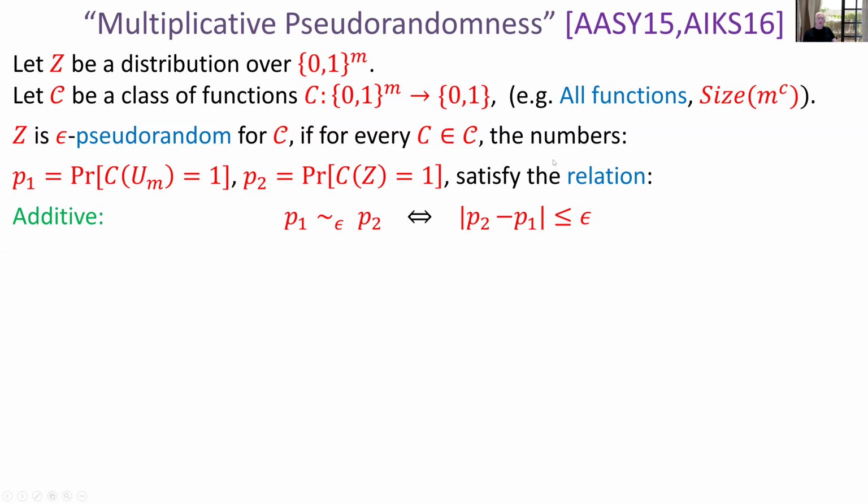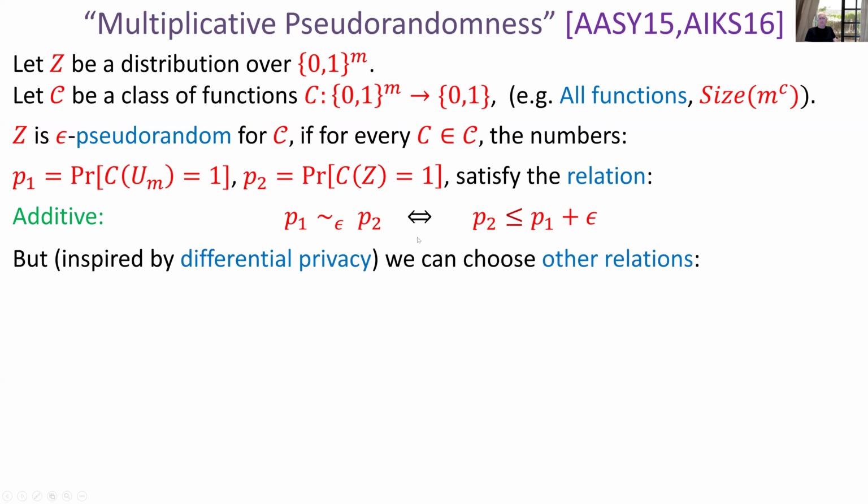Now, in the examples of classes that I gave you, polynomial size circuits or all functions, these classes are closed under complement, so I don't need the absolute value, and I'd rather omit it and replace this condition by the following condition without the absolute value. So two numbers are close if P2 is smaller than P1 plus epsilon. And now, inspired by differential privacy, we can choose other relations between two numbers for measuring closeness. If this is an additive relation, maybe we would like to use a multiplicative relation.